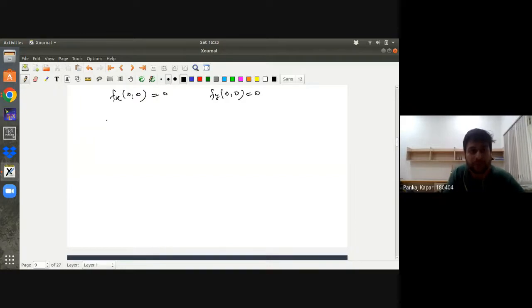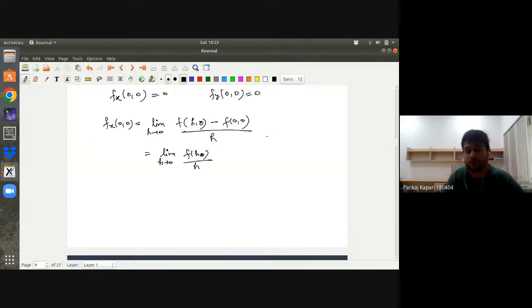Okay. So what is fx of (0, 0) by definition? This is the limit as h goes to 0 of [f(h, 0) minus f(0, 0)] divided by h. So this is equal to the limit as h goes to 0 of f(h, 0) divided by h, because f(0, 0) is 0.